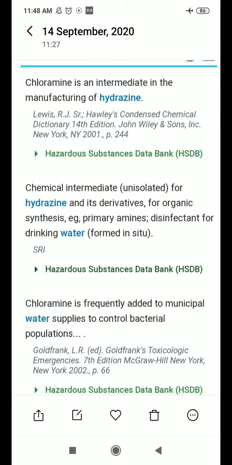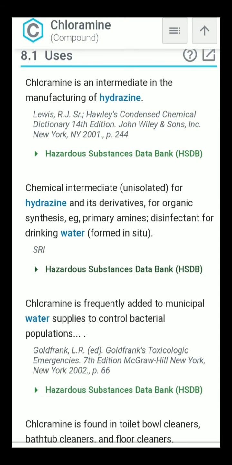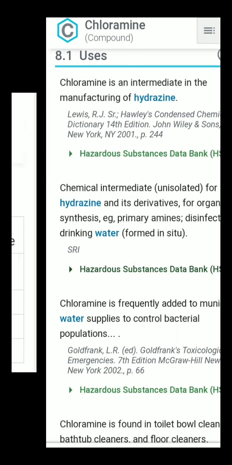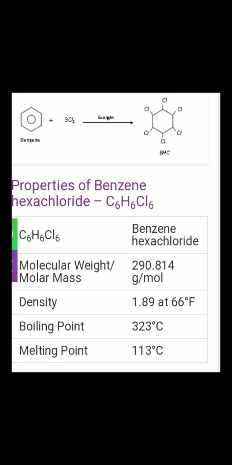Okay, just keep in mind the structure, how it looks, what the different atoms involved in chloramine are, then what the different uses are. First, general uses for synthesis of different organic molecules. Second, most important, for your drinking water purpose, which can be used by the municipal corporation. Okay, that is all about chloramine. Next and last, our molecule is BHC.